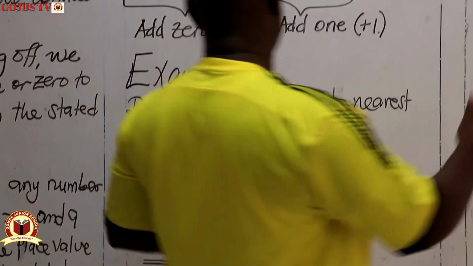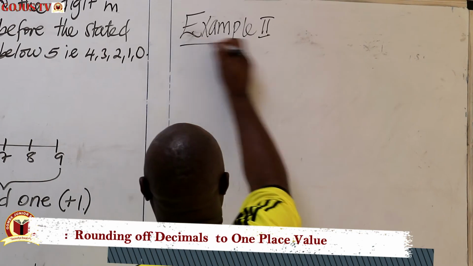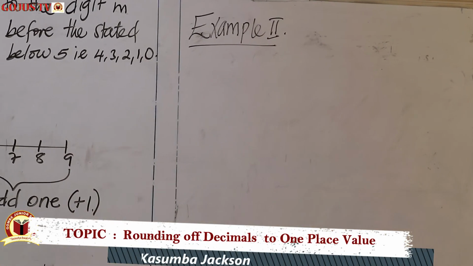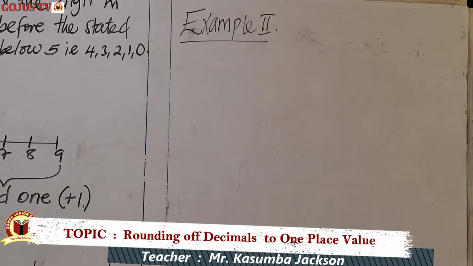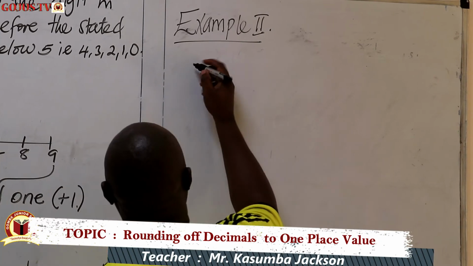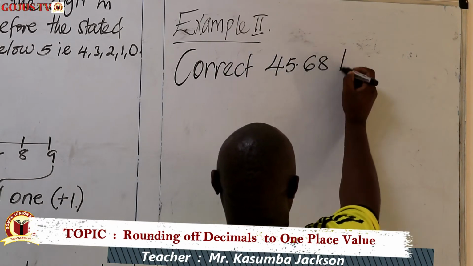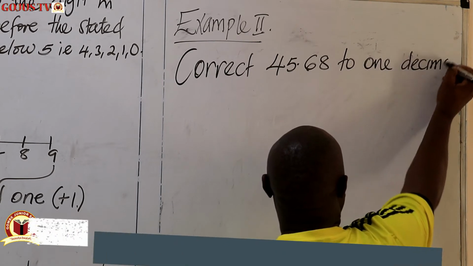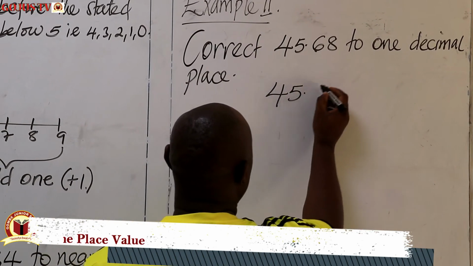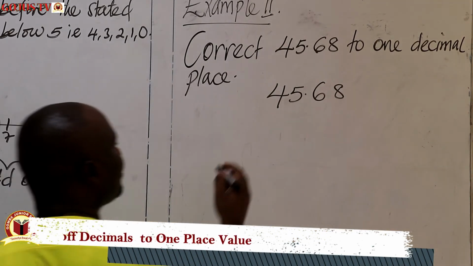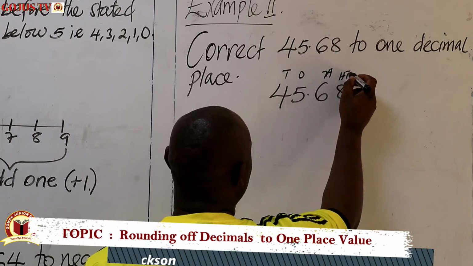I can also do my example 2 here. Example 2, if I'm given a number, correct 45.68 to 1 decimal place. My number is 45.68. If I'm to give it place values, this is ones, these are tens, this is the tenths, and this is the hundredths.